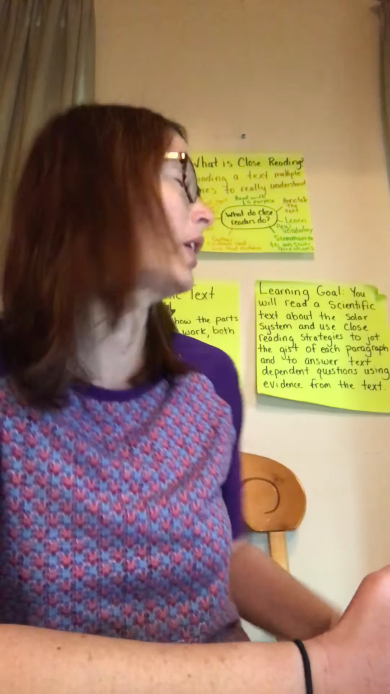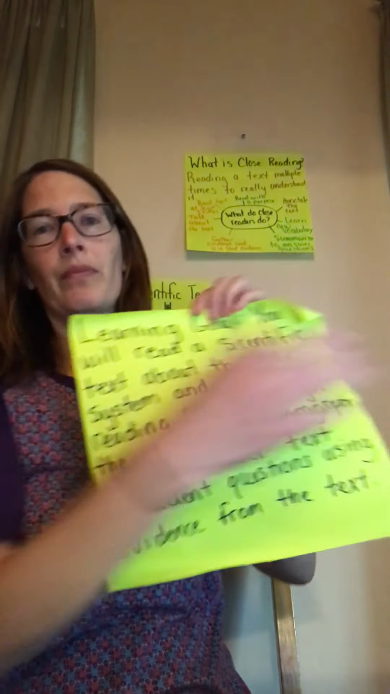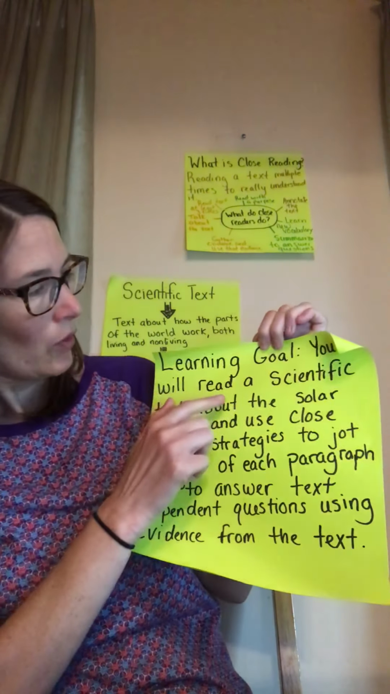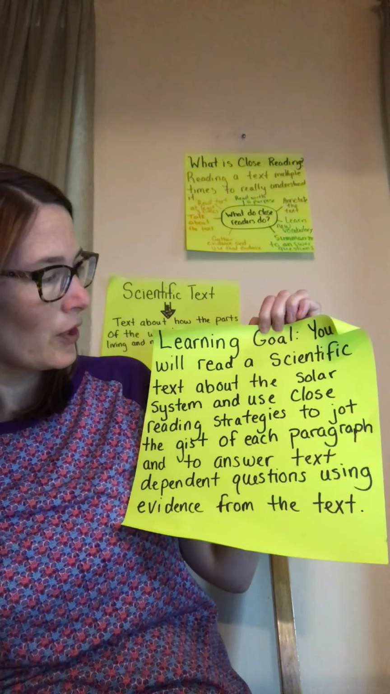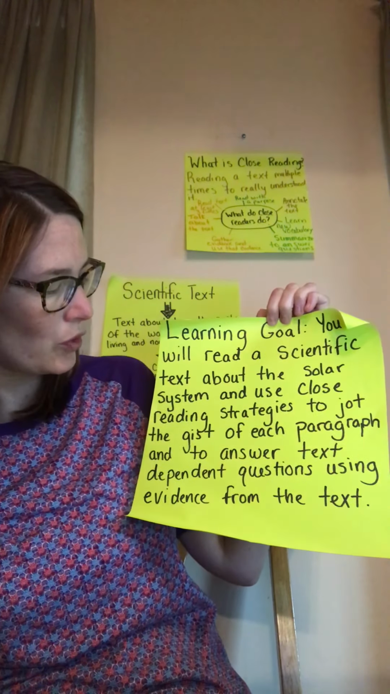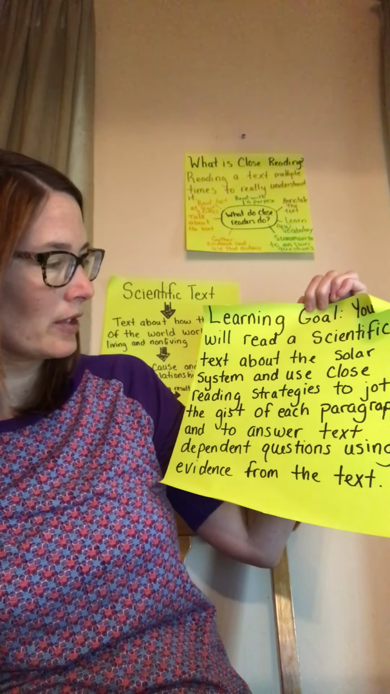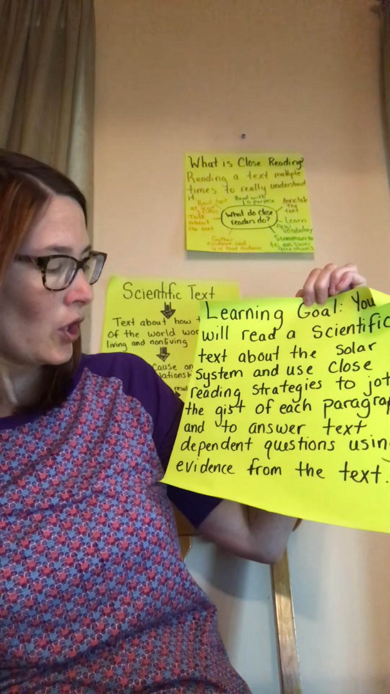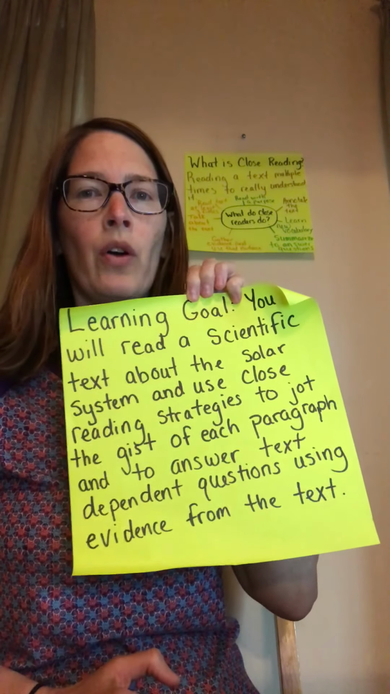So this is your learning goal for this week. Okay? You will read a scientific text about the solar system and use close reading strategies to jot the gist of each paragraph and to answer text-dependent questions using evidence from the text. Okay, so that is your learning goal for this week.